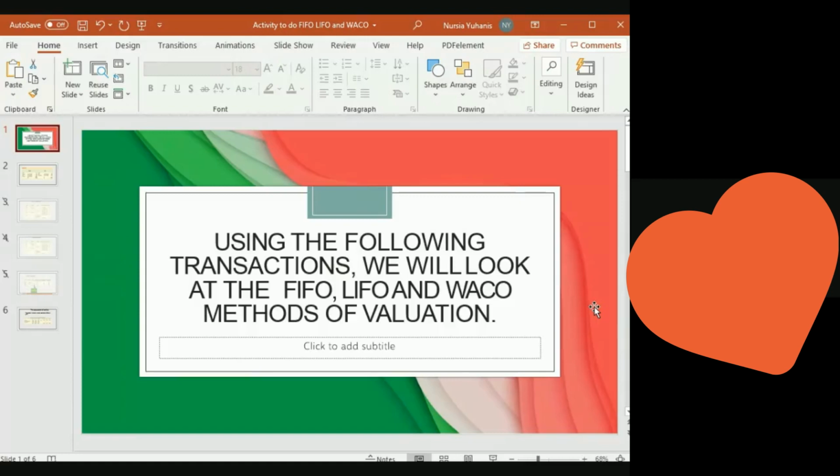Okay, class. Today I will present one example. Using this one example, I will show you how you can prepare using 3 different methods. We will start with the FIFO method, first in, first out. Second, we will prepare the same question using a different method, which is LIFO, last in, first out. The last one, using the same question, is the weighted average method, WACC. So right, this will be the question.